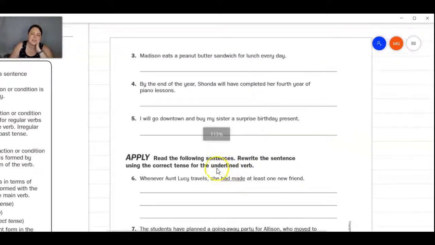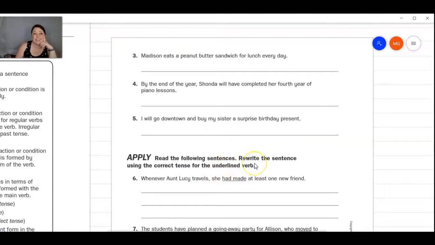You can't tell me to stop because it's a video, but you can just fast forward. Madison eats. There's my verb. There's no have, so it's not perfect. So is it simple future, simple present, or simple past? Go ahead and write your answer on the line.